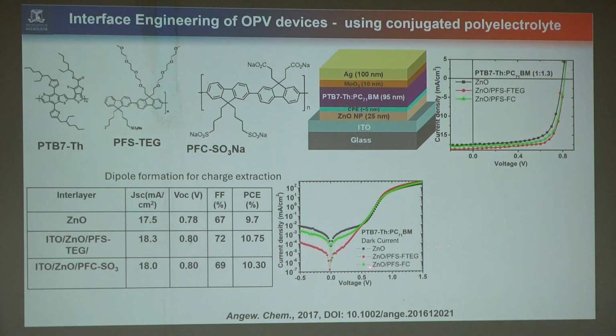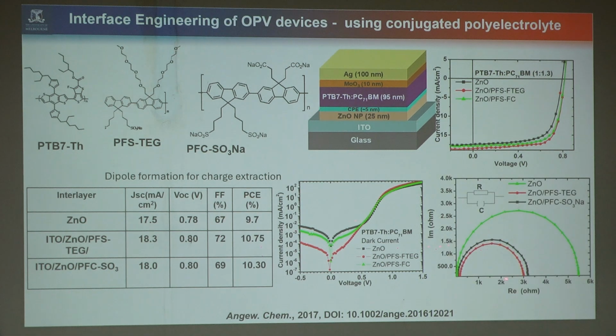You can see that with the PFS-DEG the dark current decreased by more than two orders, from 10 to the power minus 2 to minus 4. Reducing the dark current is very important for good device performance. Also, you have already gone through impedance spectroscopy, where the series resistance in the device can be found. The impedance plot shows that the series resistance becomes greatly reduced.